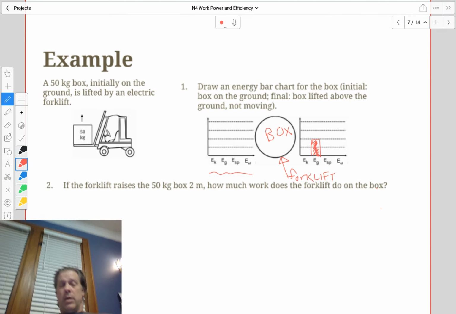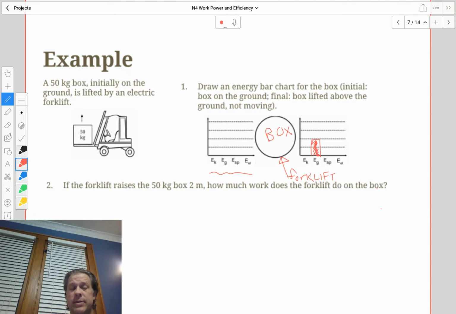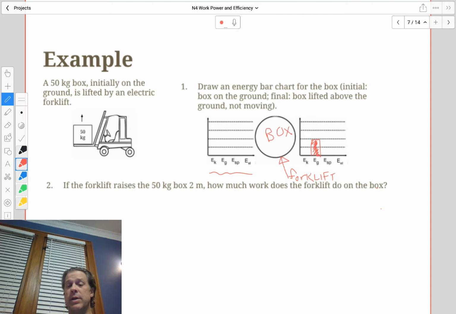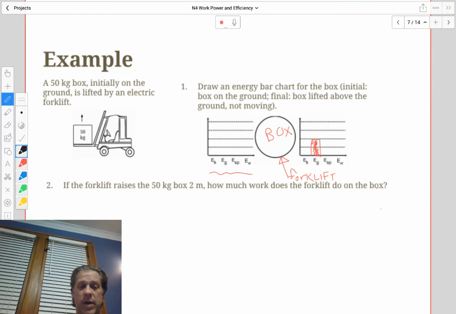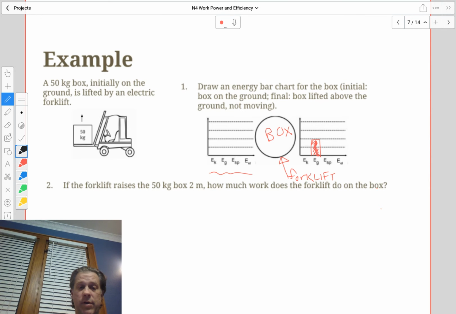Now, if the forklift actually raises the 50 kilogram box 2 meters, how much work does the forklift do? Well, we have to first of all write our energy equation.